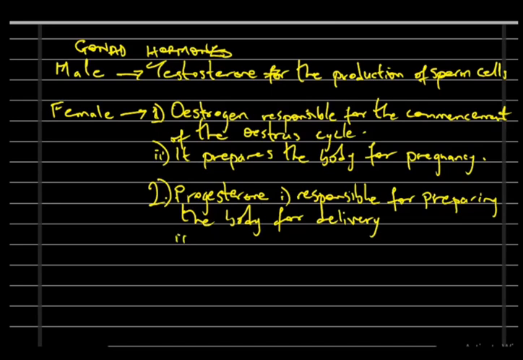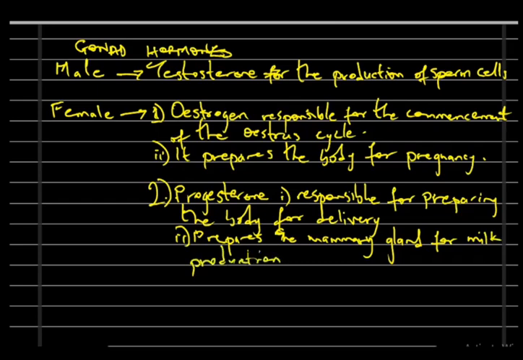Another function is that it prepares the mammary gland for milk production. Now, when we talk about progesterone preparing the body for delivery, the major thing it does is help to strengthen the muscles of the walls of the vagina and the cervix to make it easier for the baby to be delivered. Those are the functions of progesterone.